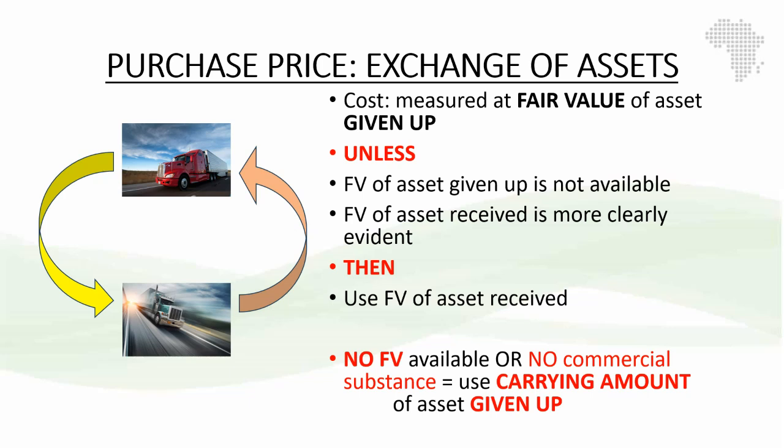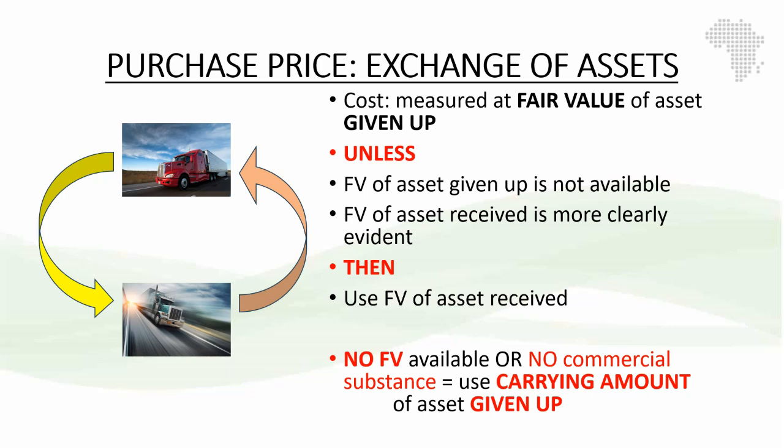So IAS 16 says, just to sum up again, I determine, are the fair values available? Yes, fair values are available. Okay. Do I have the fair value of the asset I'm giving up? Yes, I do. Then I use that value to recognize my new asset. If I only have the fair value of the asset I'm receiving, not the one I'm giving up, then I will use that value. If none of the fair values are available, or if there's no commercial substance in this transaction, I'm going to use the carrying amount of the asset that I'm giving up.